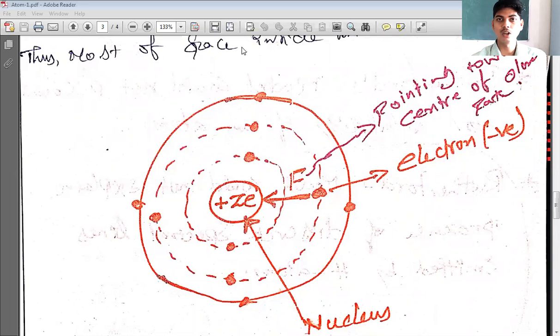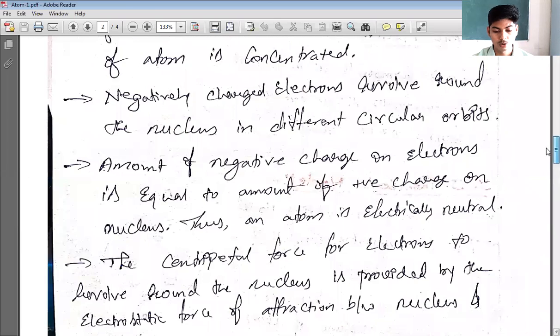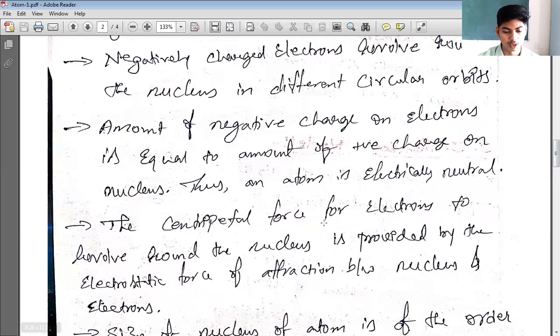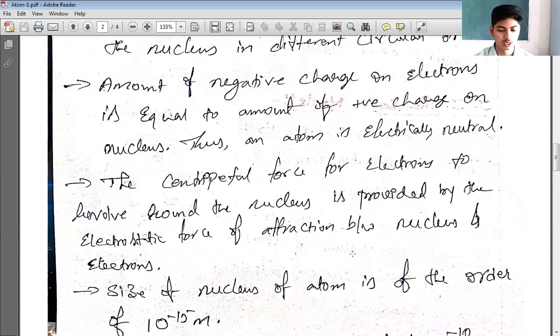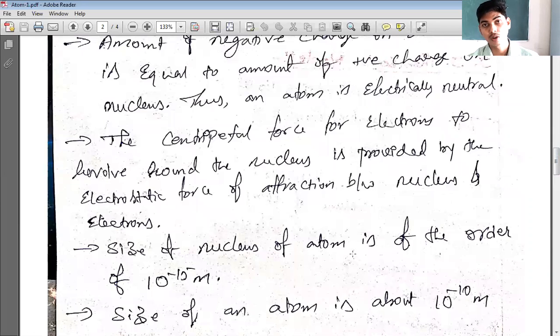When Rutherford said that the electron revolves around the nucleus, he also had to say who provides the centripetal force for the electron to revolve around the nucleus. He said the electrostatic force between nucleus and the electron provides the necessary centripetal force for the electrons. He also described that in his atomic model. The centripetal force for electrons to revolve around the nucleus is provided by the electrostatic force of attraction between nucleus and the electrons.